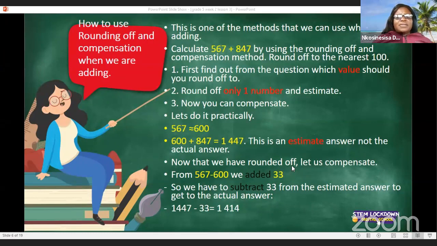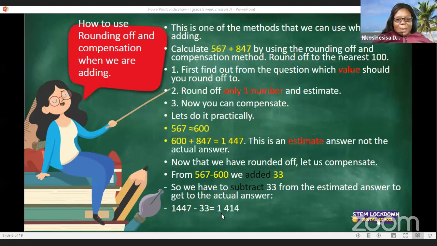So this is not the actual answer. We added 33 when we rounded off. So it means that we have to remove the 33. So we remove the 33, and then the actual answer now is 1414.